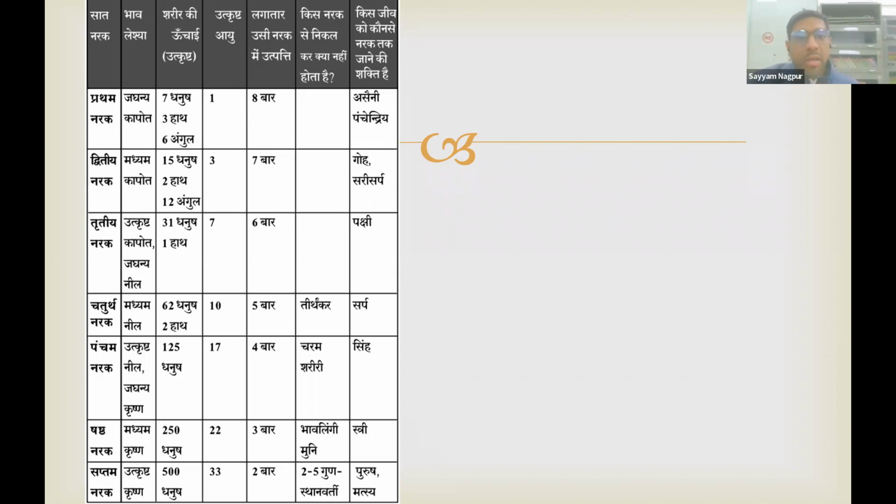And then where can they go? So first narki can become Asangi Panchendriya. But Dvitiya narki can become Sarisrip, means lizards and all. What are they called?